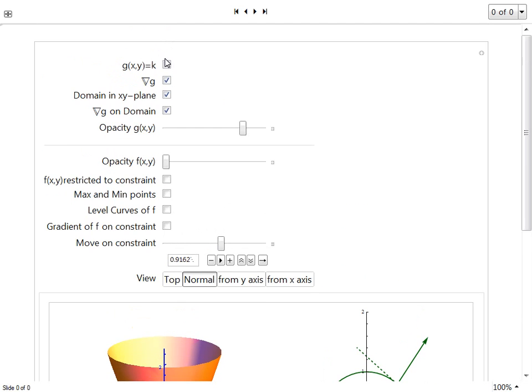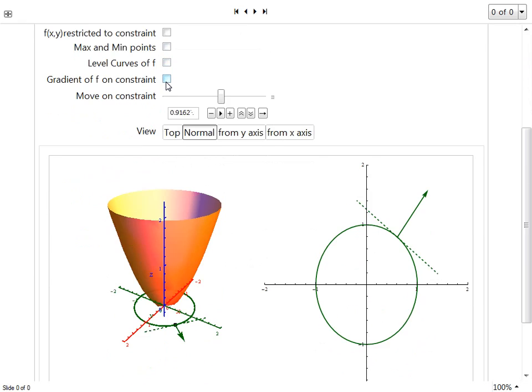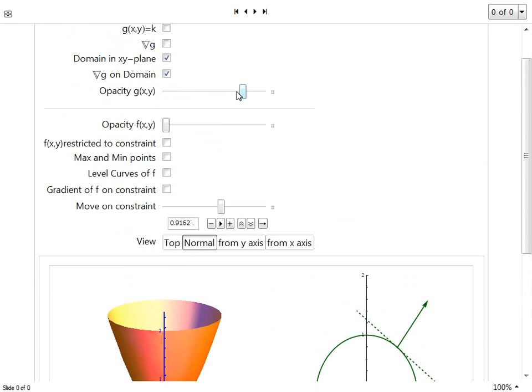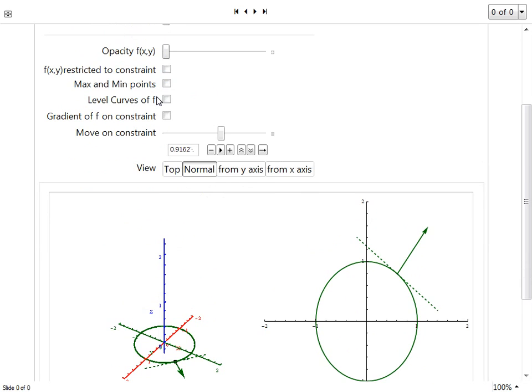I'm going to take that circle up here out because we've got it on the ground already. I'm actually now going to pull the g function out of the picture. We're not even looking at g anymore, okay? But that vector right there is the gradient of g, isn't it? Restricted to that circle.